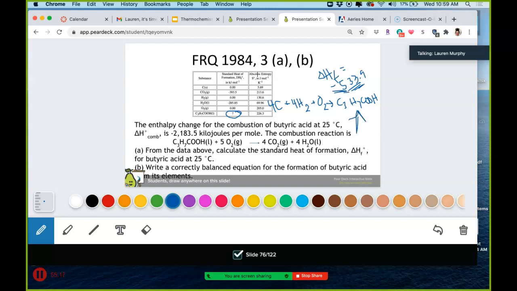HF values are how much energy is associated with forming a compound from its elements. And if you know all of the HF values, which you would look up in a chart, you can calculate the delta H of the reaction using this shortcut method, which is what we're doing. It's like an alternate way.